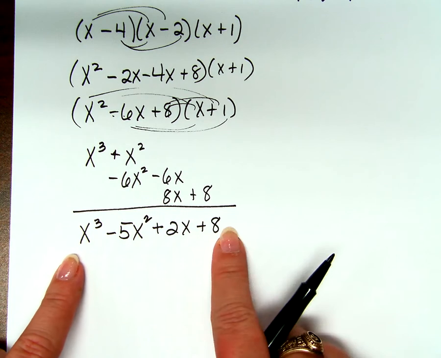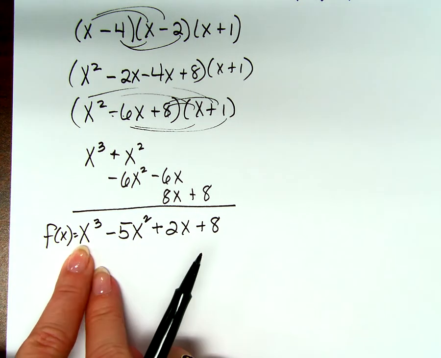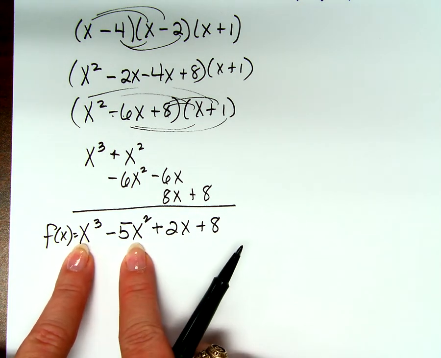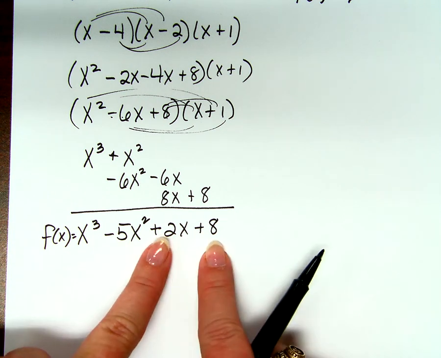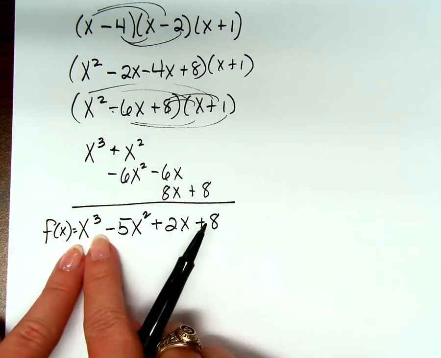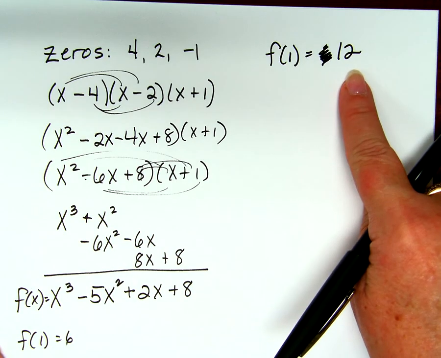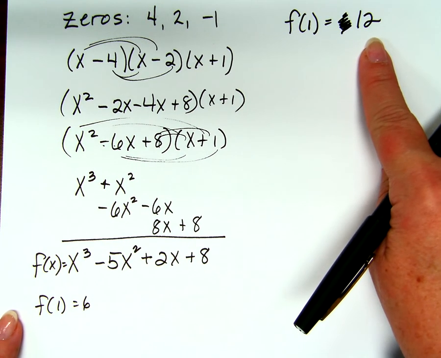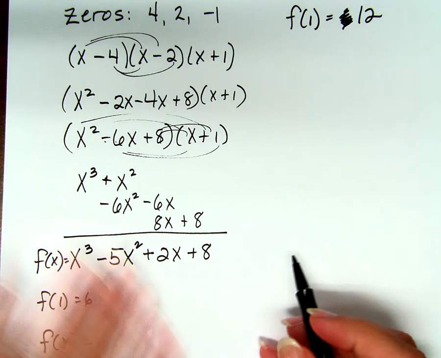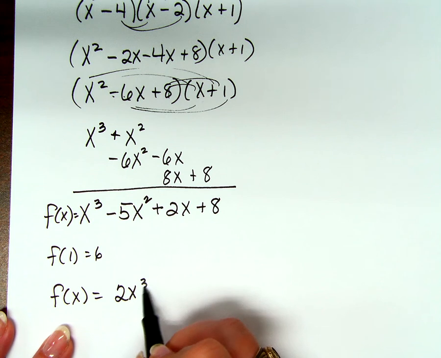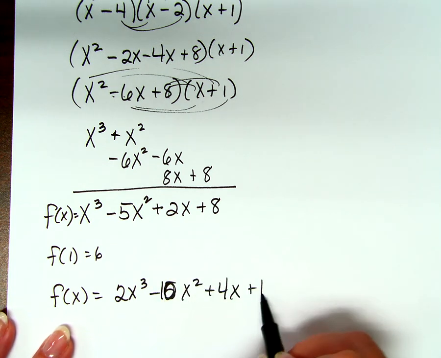Well, what's f of 1 if I just put it in right now? Because this is a function, right? So if I put a 1 in right now, I get 1 minus 5, which is negative 4, plus 2, which is negative 2, plus 8, which is 6. Well, so right now, f of 1 is 6. How would I make it be 12? Multiply it by 2? So if I multiplied every single one of these terms by 2, 2x to the third minus 10x squared plus 4x plus 16, does that work?